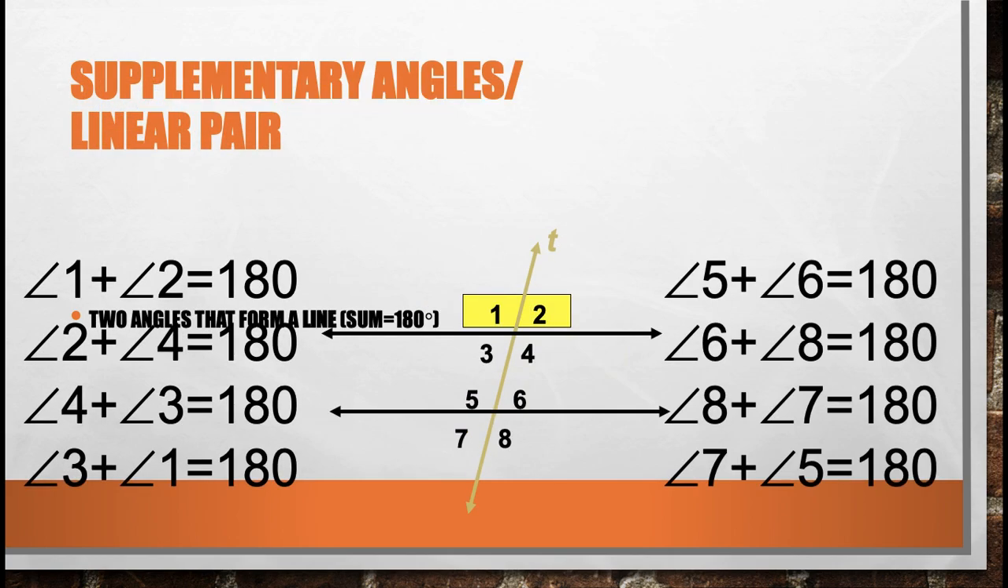Now students, we will see supplementary angles. Before the previous slide I told you two angles are said to be supplementary if their sum is equal to 180 degree. Two angles that form a line, that is, the sum is 180 degree. These are all the different types of supplementary angles from this diagram. Here angle 1 and angle 2 lie on a straight line, right?